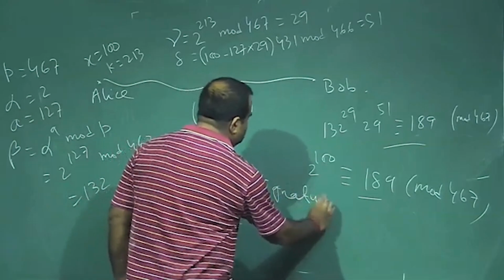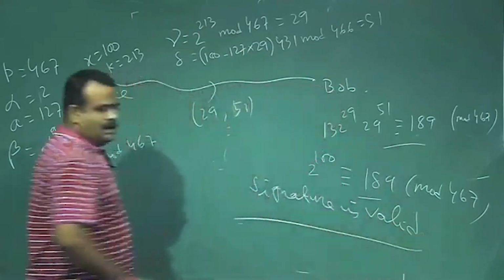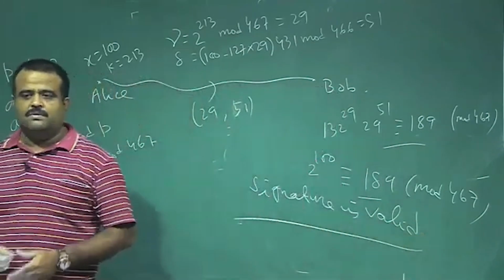So, the signature is valid. So, this is the ElGamal signature scheme over Zp.